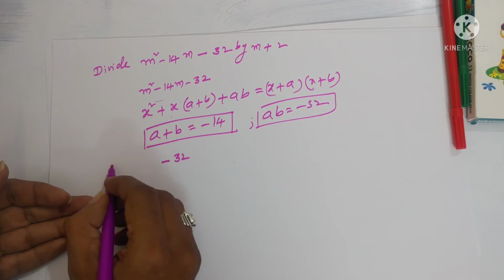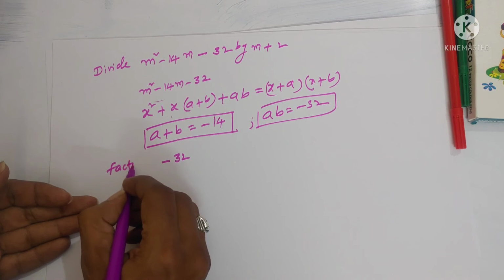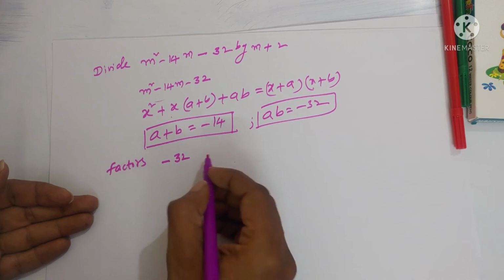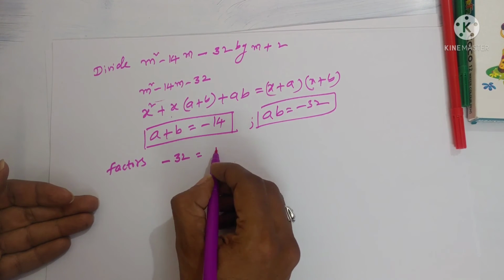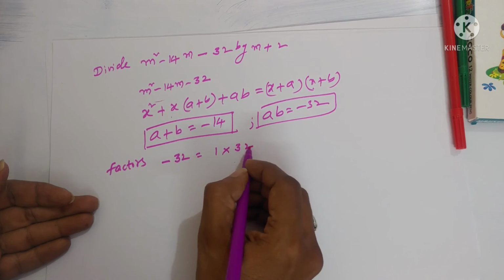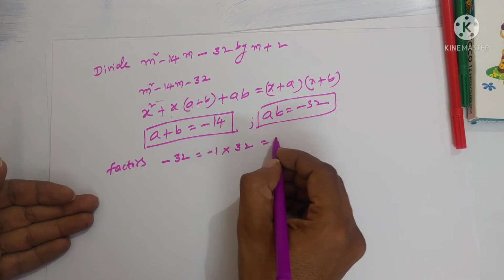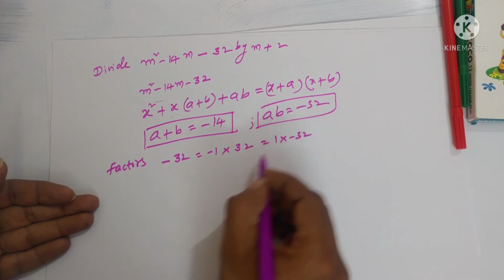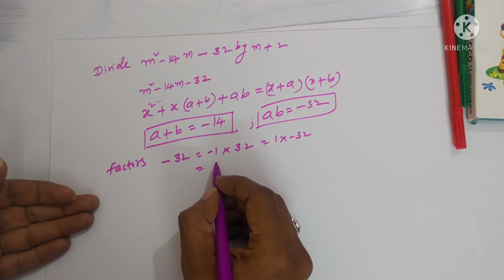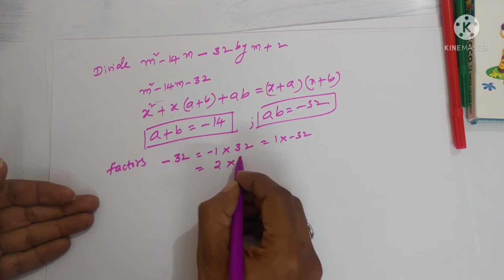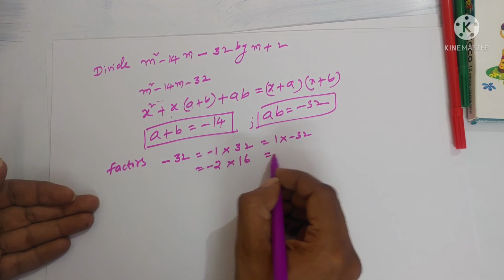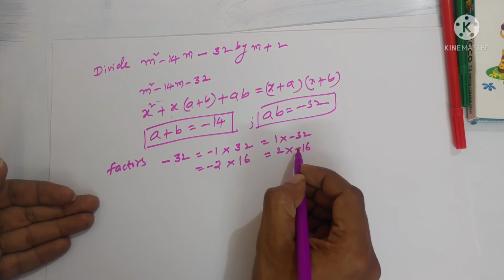First of all, take the factors of 32. So what are the factors of 32? Yes, 1 into 32. So we can write it as either minus 1 into 32 or 1 into minus 32. Now other factors: 2 table, 2 16s. Here also minus 2 into 16 or 2 into minus 16.